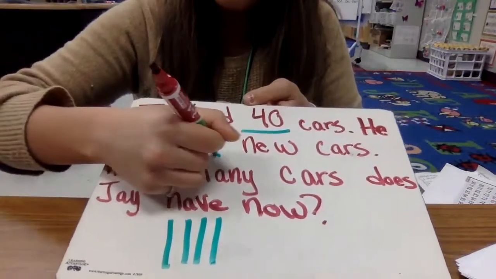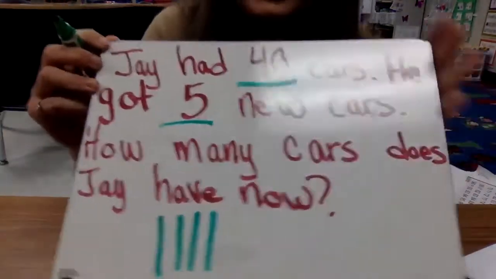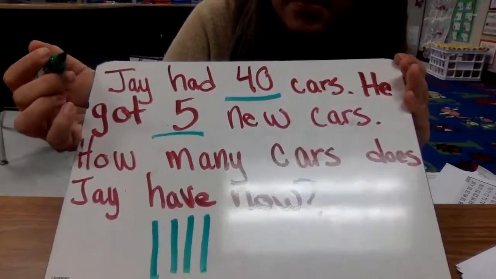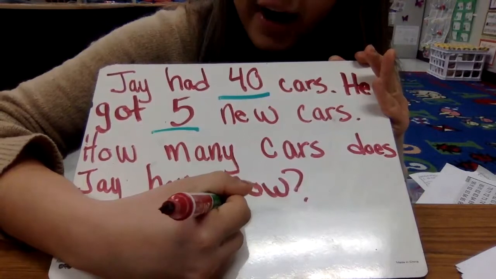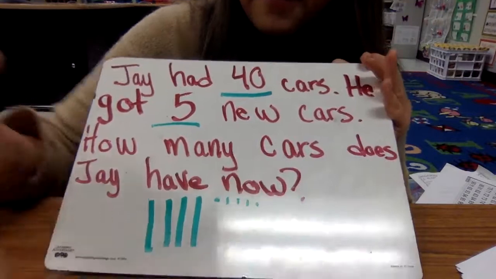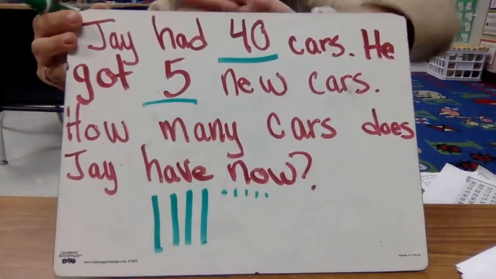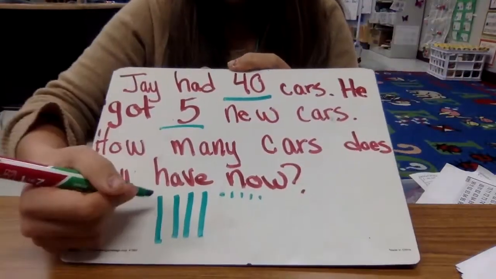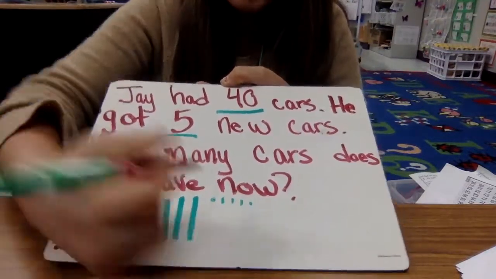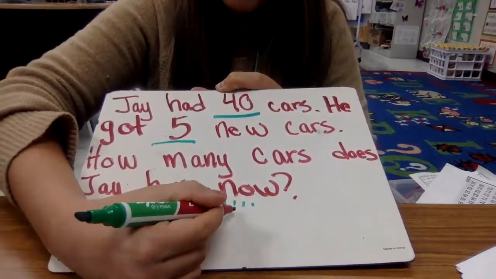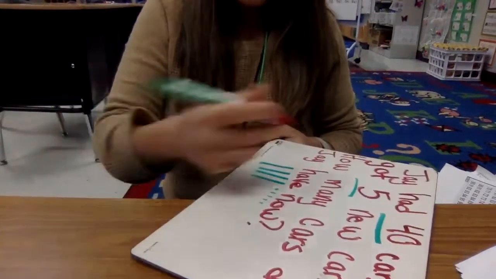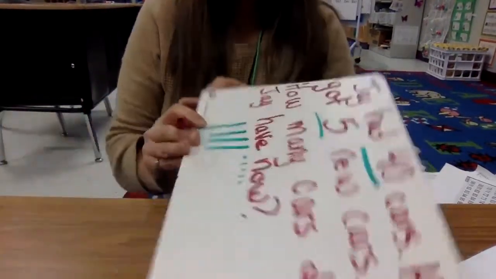And he got 5 more. So should I draw 5 tens or should I draw 5 ones? Very good. I'm only drawing 5 ones. 1, 2, 3, 4, 5. How many cars does Jay have now? How many do you see here? Let's count it together. 10, 20, 30, 40, 41, 42, 43, 44, 45. Very good. So our number that he has here is 45.